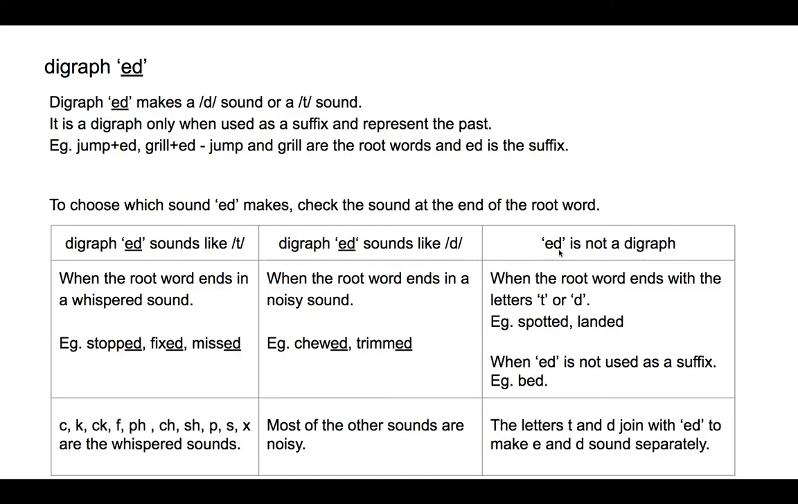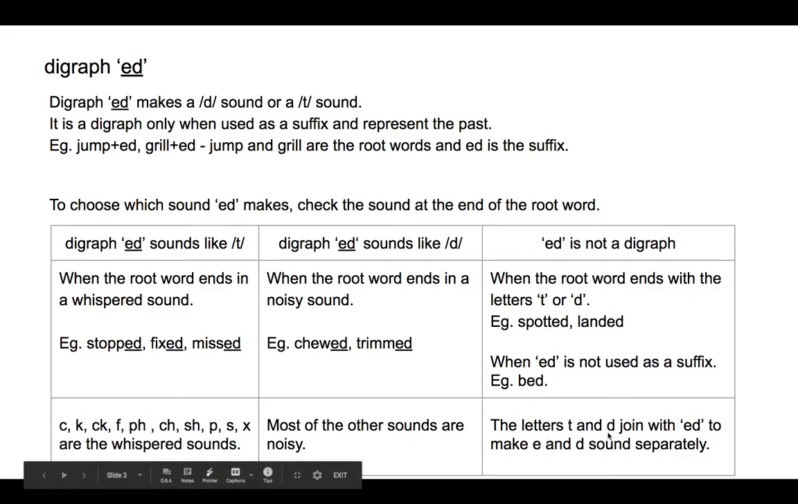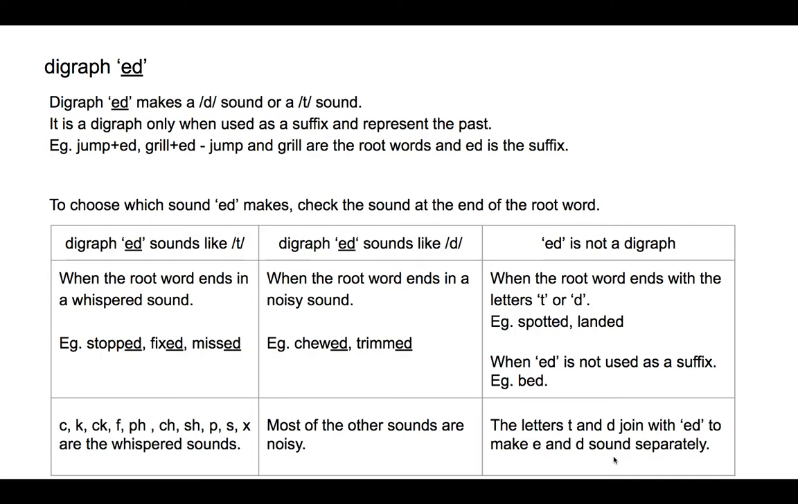The letters ed is not a digraph when the root word ends with the letters t or d. For example, spotted, landed, and also when ed is not used as a suffix. For example, in the word bed, it sounds individually bed. And in this case, the letters T and D join with ed to make E and D sound separately. So that is why it is not a digraph, because it doesn't make one sound together.